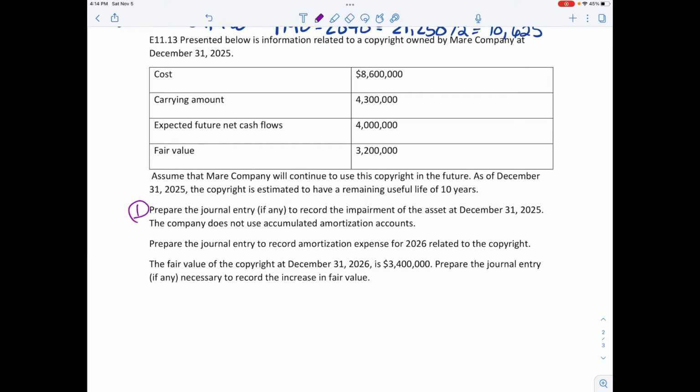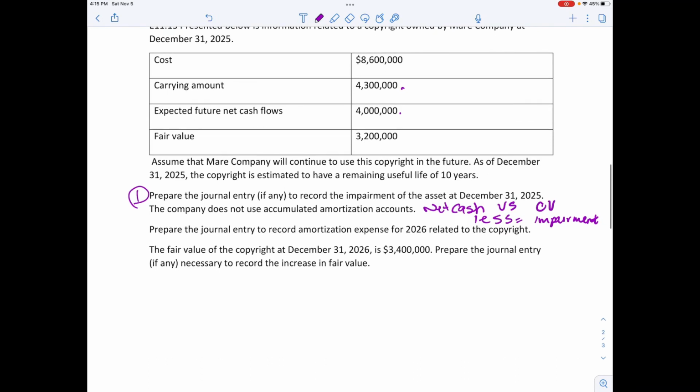So remember, for impairments we need to look at our net expected cash flows versus our carrying value. If it's less, then we record an impairment. Here, our expected cash flows are 4 million. Our carrying value is 4.3 million. Therefore, we have an impairment.